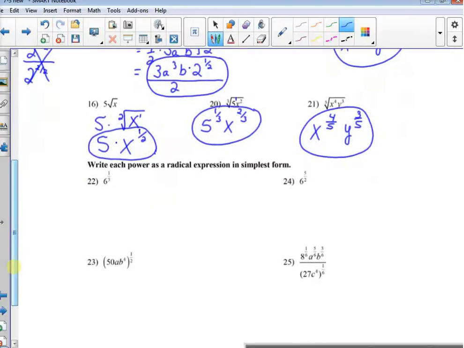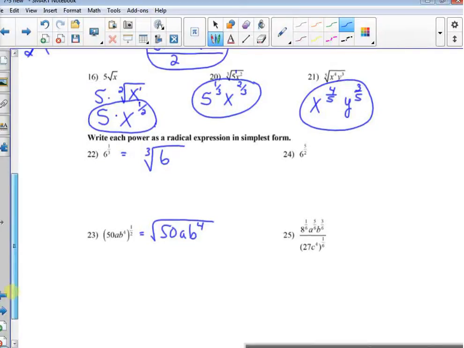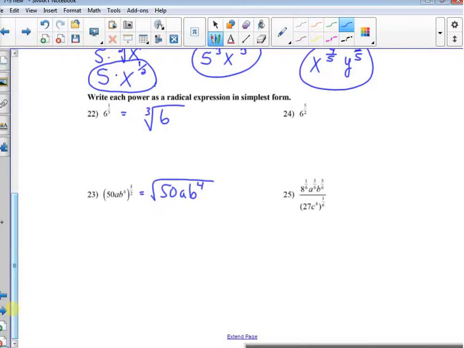Last three. 22, write each power as a radical expression in simplest form. The 6 to the 1/3 is the cubed root of 6, and we cannot simplify that any further. That would be a decimal. The next one, 23, is really equal to the square root of 50ab to the 4th. You could do something else differently with that 1/2. You could distribute it, but I think this is going to work out the best.